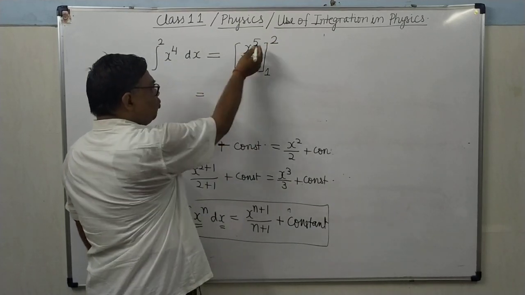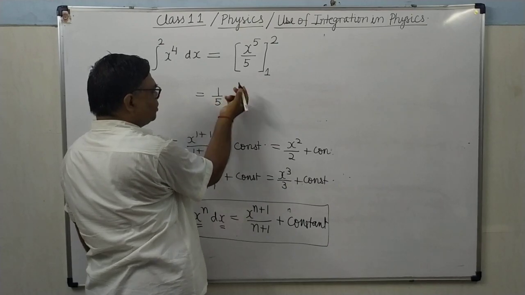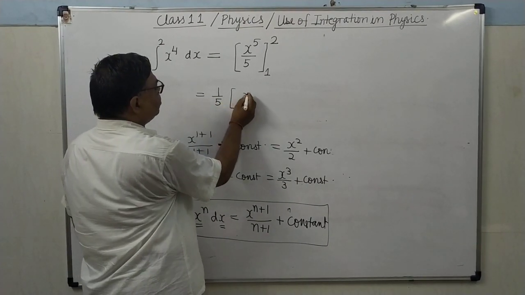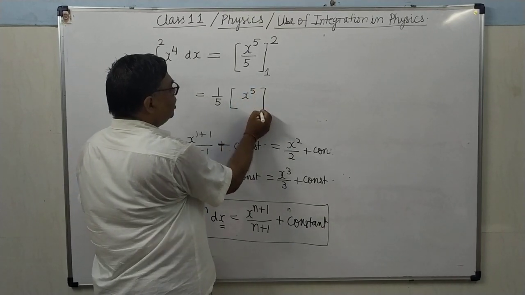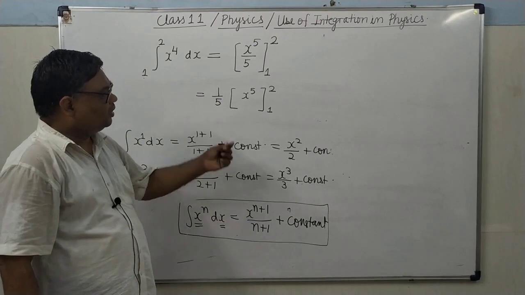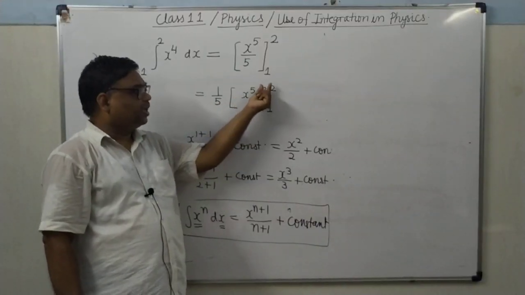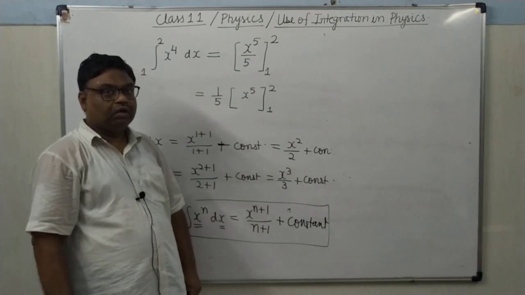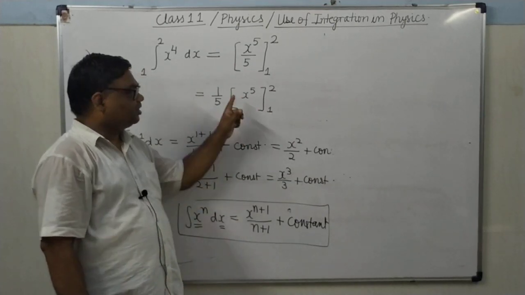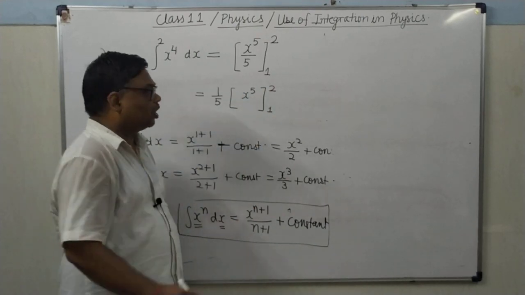It's clear. How will you simplify this? So you take out 1 upon 5 common because the 5 is a constant. This can be written as 1 upon 5 times x to the power 5, limit from 1 to 2. Now how will you solve this bracket? The value of this when x equals to 2 minus the value of this when x equals to 1, means its value at upper limit minus its value at lower limit.